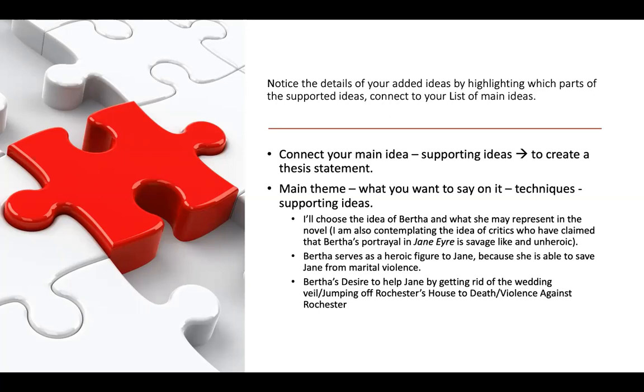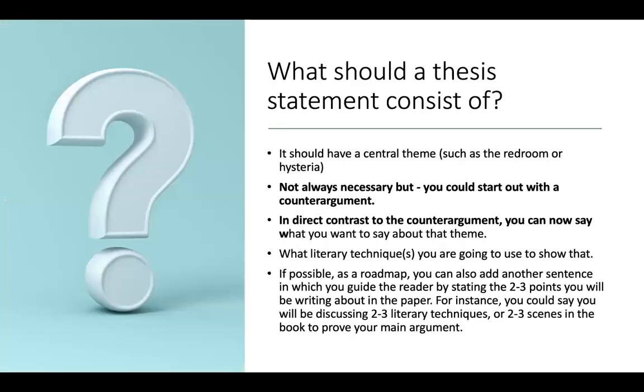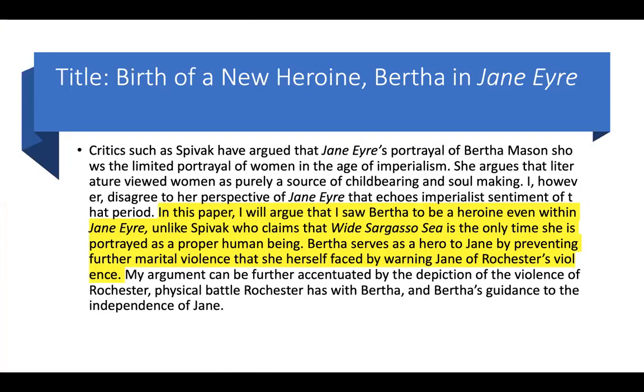So I connect these things together and think, okay, maybe the violence that is already imposed is a symbol of the marital violence that Jane and Bertha might have continued to have, and Bertha desires to help Jane because of this past marital violence that Rochester has given her, and thus she becomes a very heroic figure. So I'm organizing the order of thoughts that I've come to establish, and then I write this thesis statement.